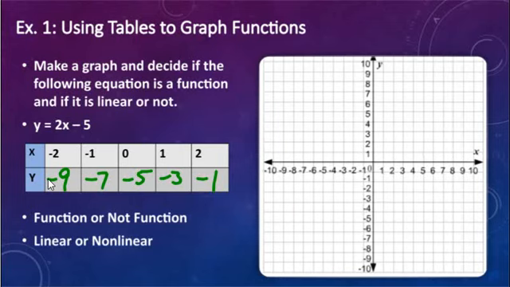So 1, 2, 3, 4, 5, 6, 7, 8, 9. This would be negative 9. And then negative 1 and negative 7 would be there. This would be 0 and negative 5, 1 and negative 3 would be here. And then 2 and negative 1 would be here. And then I can just draw a line. Let me do a different color line for that one.